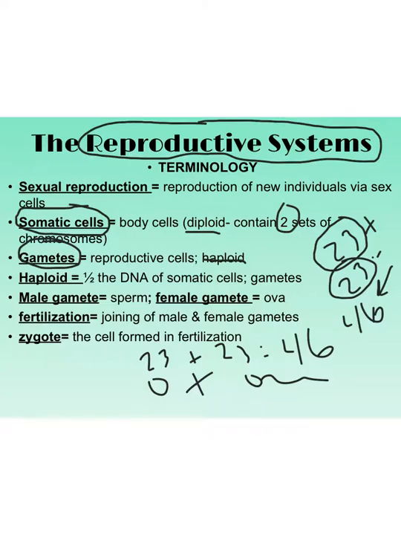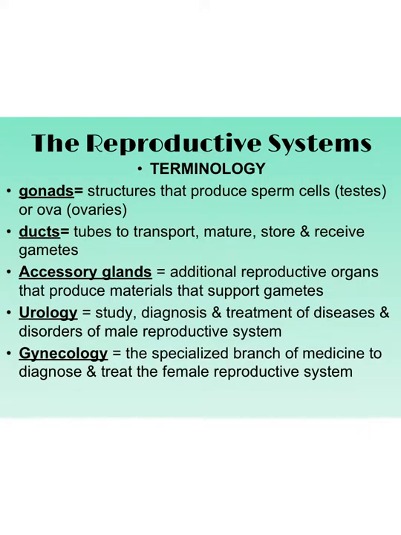The male gamete, of course, is the sperm. Female gamete is the ova, or ovum for singular. As you can see down here, fertilization, that's when old Mr. Sperm meets up with Mr. Egg, or Mrs. Egg, I guess. And when they come together, that's fertilization. As soon as the egg is fertilized, it becomes what's called a zygote. All right, moving on.